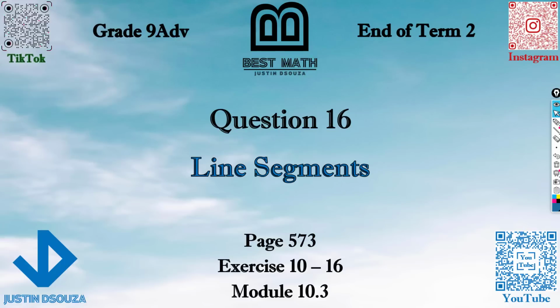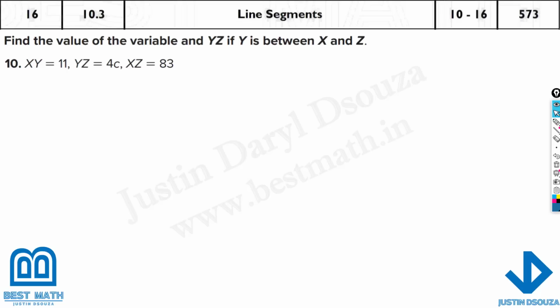Question 16 is about line segments. It's the first in the writing part, and it's from module 10.3. Here we have been told to find the variable, whatever the variable is in the question, and the line segment YZ.